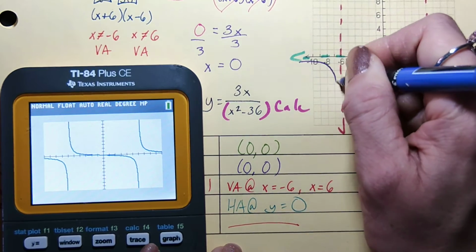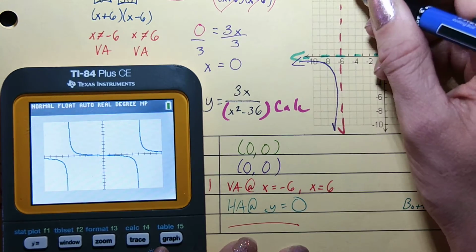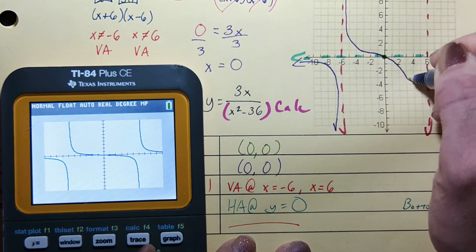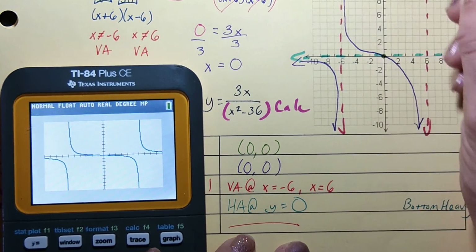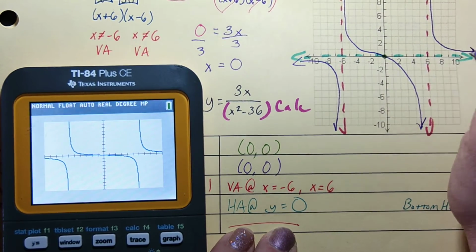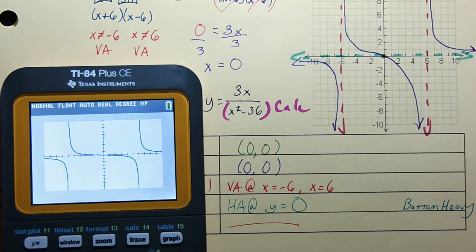So swoosh, swoosh. Make sure you draw arrows on all of those pieces. It should not look fragmented like it is on your calculator. We should have those continuous arrows going all the way to infinity.